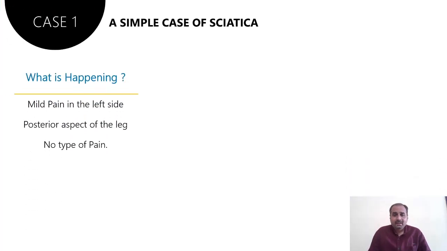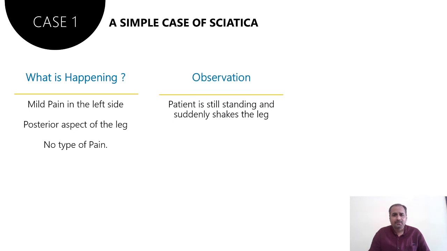Now, let me share a simple case of sciatica to proceed with today's video. There is a patient who complains of a left-sided pain in the posterior aspect of the left leg, and there is no specific type of pain. These are one-sided cases which will not give you many symptoms.